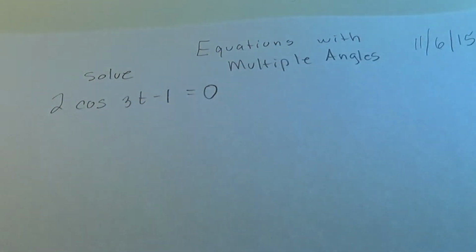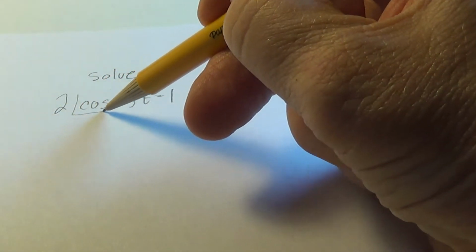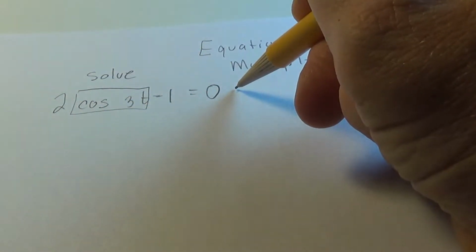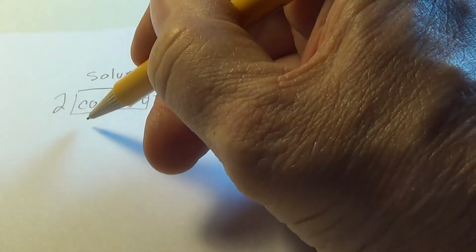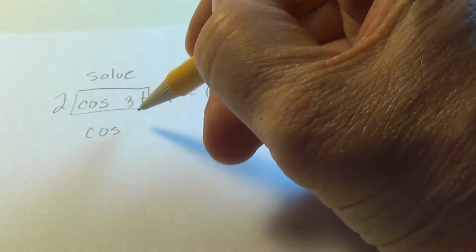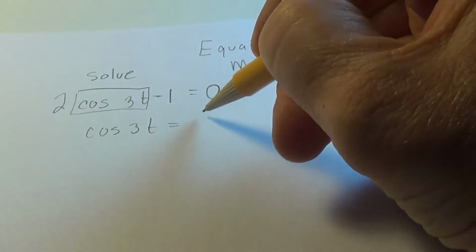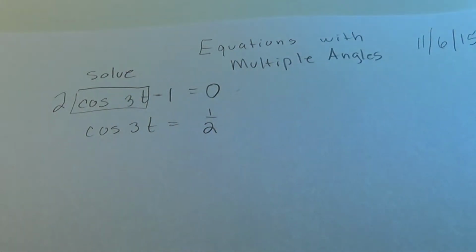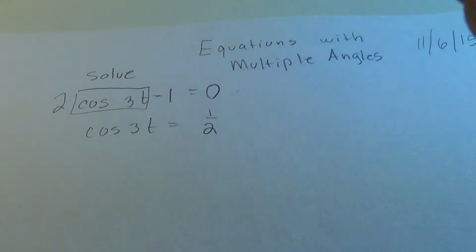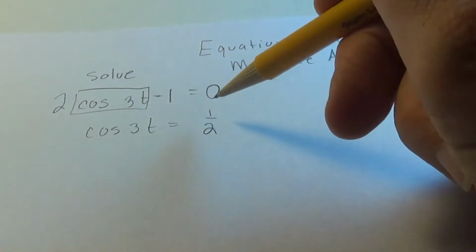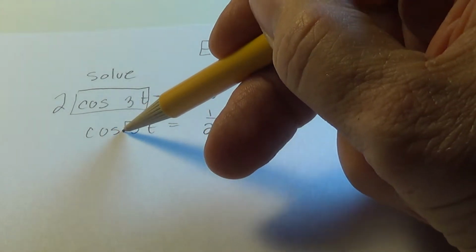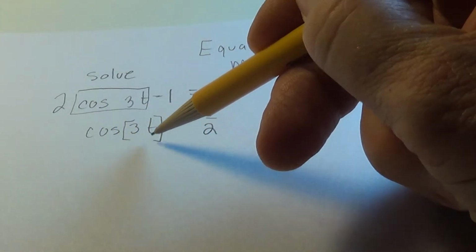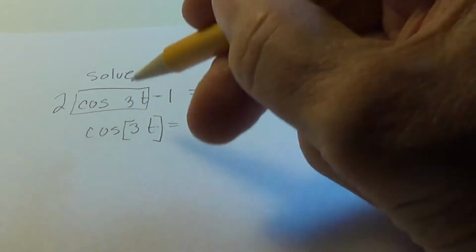Let's say that we have no restrictions on this equation. So I'm going to solve it in the normal fashion to begin with. And I always try to get the trig expression by itself. So I'm going to move the 1 over by addition and the 2 by division. So I end up with cosine of 3t equals 1 over 2. And that is really where the algebra part stops, as I cannot divide both sides by 3 because this cosine is applied to the 3 and the t. It's in the argument.